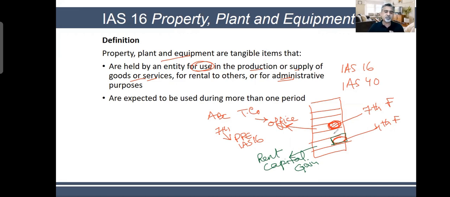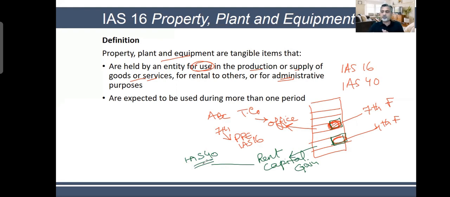So this is also owned by ABC Trading Company. ABC Trading Company has got two offices, one on the 7th, one on the 4th. The 4th floor office, we are not using for running the activities of ABC Trading Company. We either have given it to rent to someone else, or maybe we have just kept it there, locked the door, and we are waiting for the price increase. Now, this is called IAS 40. This is your IAS 40 investment property. This is the main difference.